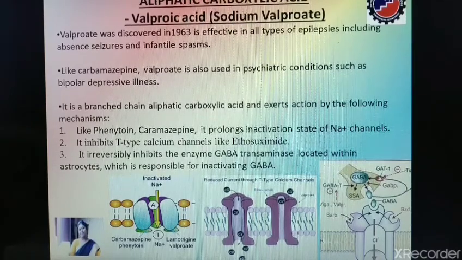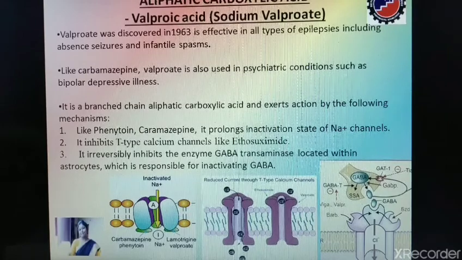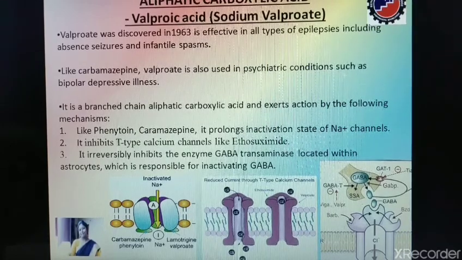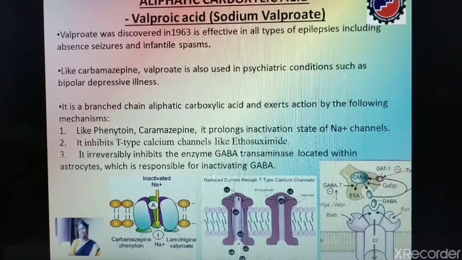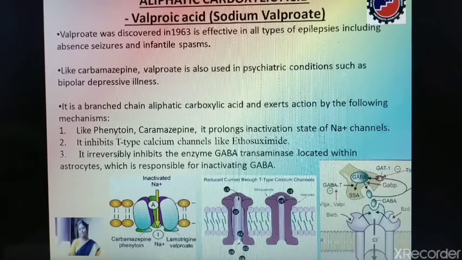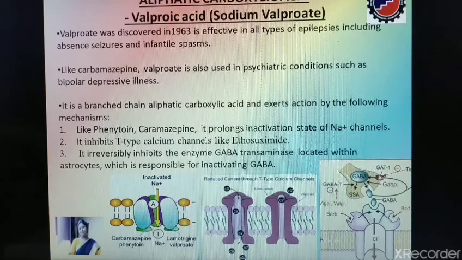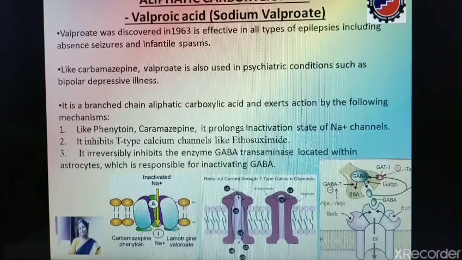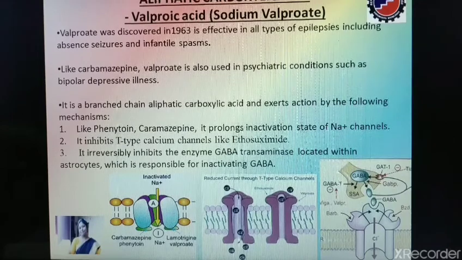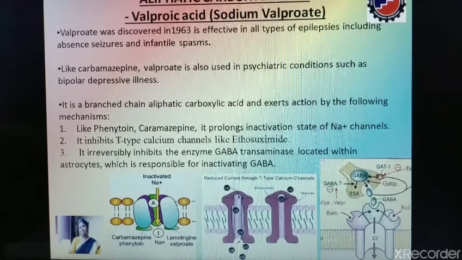Till now, we have studied many groups of drugs which are used in the treatment of epilepsy, but we have found that only ethosuximide from the group of succinimides is used in the treatment of absence seizures. So this is the second one where we can find the use in absence seizures. Like carbamazepine, valproate is also used in various psychiatric conditions like bipolar depressive illness and mania.